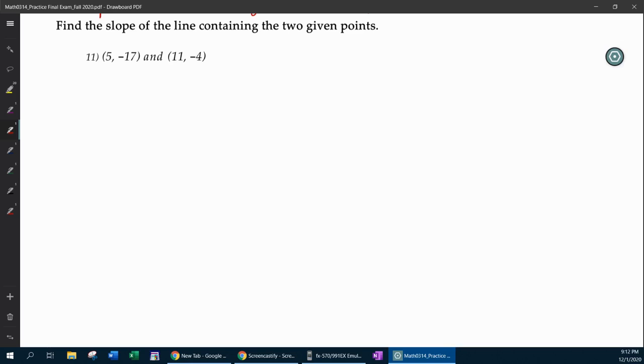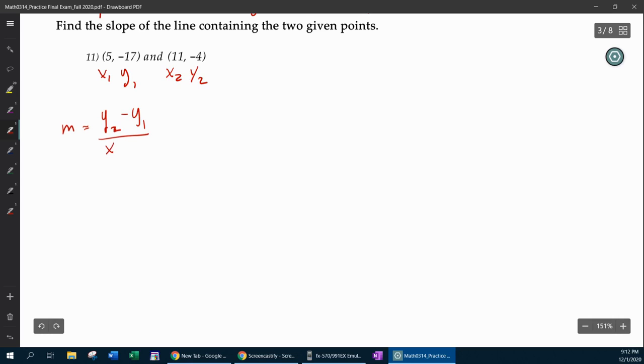Number 11, find the slope. And I've got 2 points. So I'm going to label the 5 and the negative 17 as x1, y1. The 11 and negative 4 is going to be x2, y2. And then I need the slope formula, which is m equals y2 minus y1 over x2 minus x1. And then it's just a matter of doing a little plug and play.